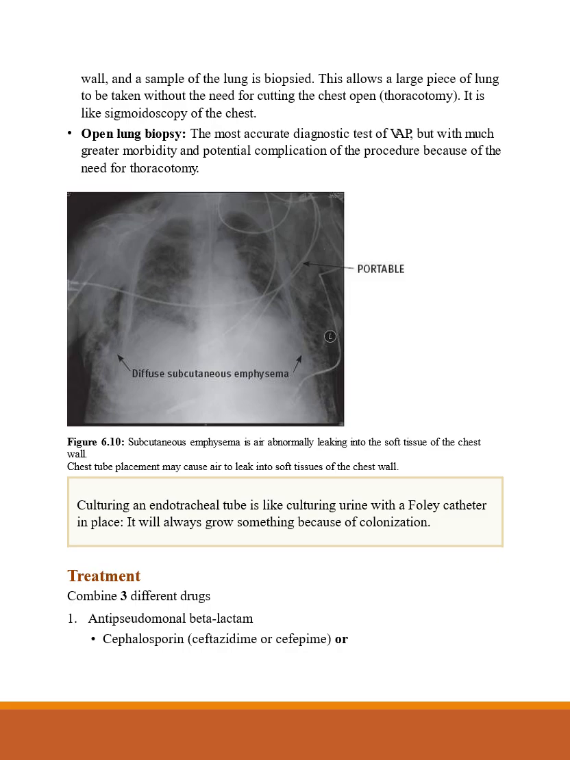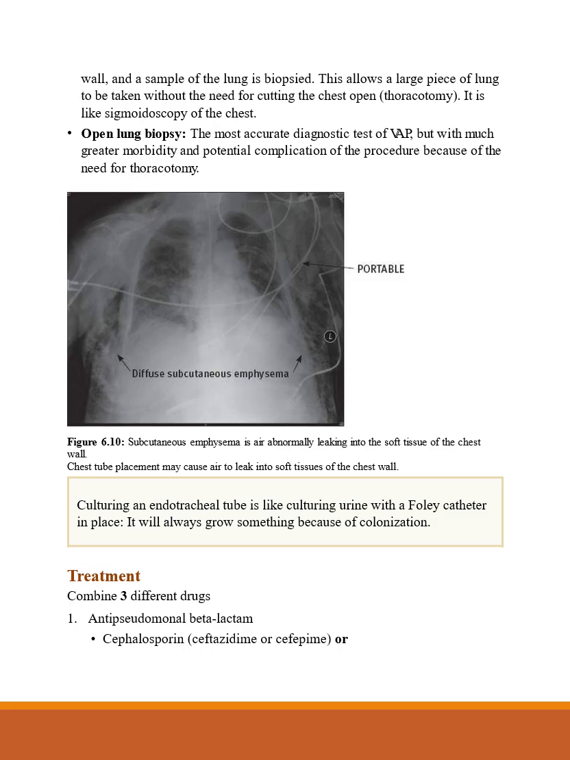Through the chest wall, a sample of the lungs can be taken, a biopsy. This allows a large piece of lung to be taken without the need for cutting the chest open, or thoracotomy. It is like sigmoidoscopy of the chest. Number 6, open lung biopsy, the most accurate diagnostic test of VAP, but with much greater morbidity and potential complications of the procedure because of the need for thoracotomy.